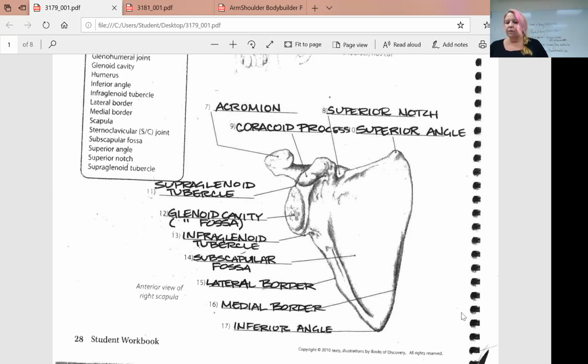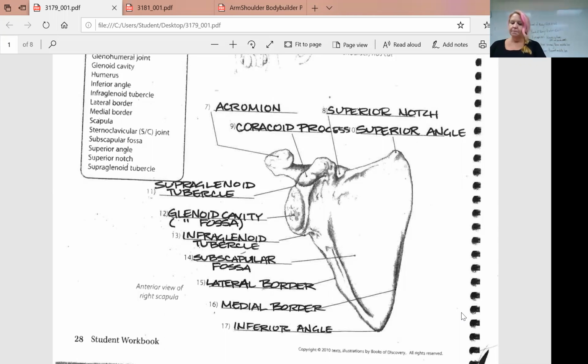So we talked about the glenohumeral joint. So here you can see where that humerus is coming into what's known as the glenoid cavity or the glenoid fossa. So supra, above that glenoid cavity, supraglenoid tubercle, we learned is a small bump, right? And we have an above, then we have our below, infraglenoid tubercle. So they lie above and below the glenoid cavity or fossa.